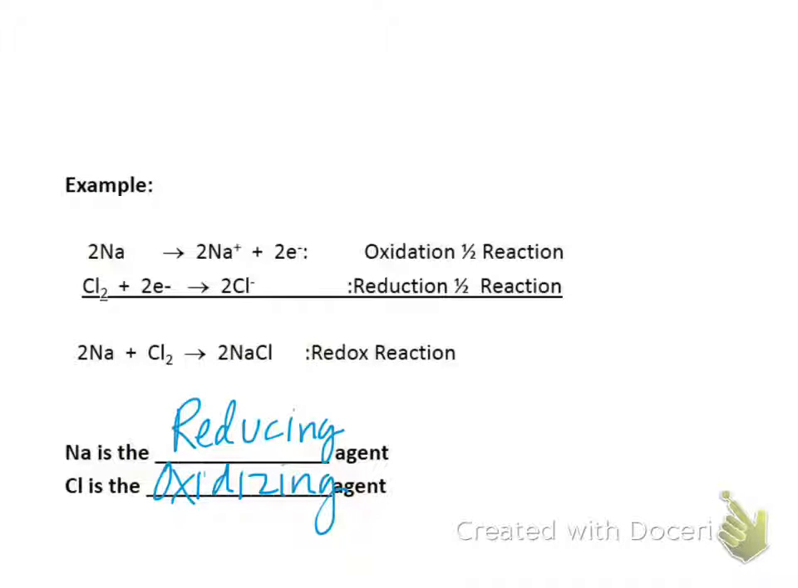Okay? Now, in this case, we have free elements both times, so we would just say chlorine is the oxidizing agent, sodium is the reducing agent. If that element was bound up in a compound, we would actually list the whole compound as being the reducing agent or the oxidizing agent. We're going to do one of those in a minute.